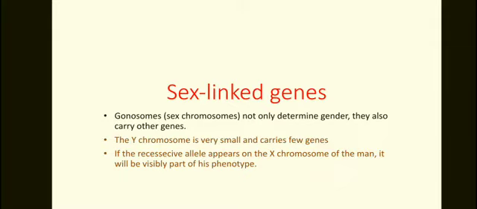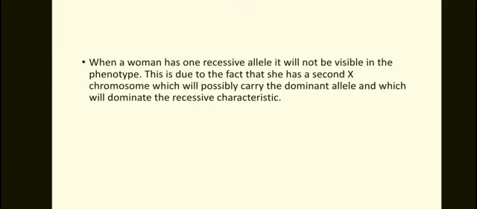When a woman has one recessive allele, it will not be visible in the phenotype because she is XX. One recessive allele in one of the X chromosomes is masked by the dominant allele on the other X chromosome. This is due to the fact that she has a second X chromosome which will possibly carry the dominant allele and which will dominate the recessive characteristic. This is in the case of a woman.